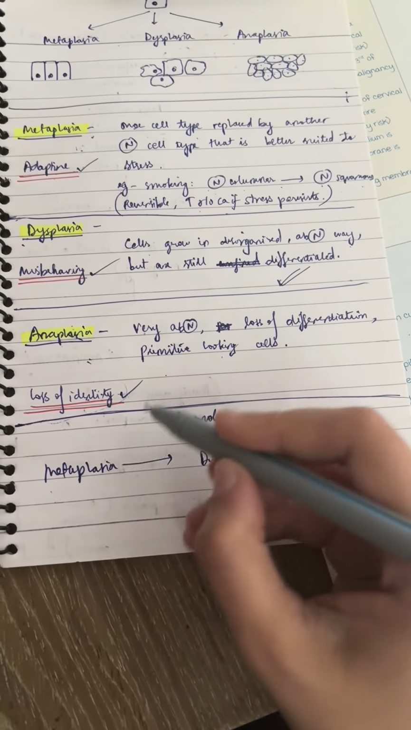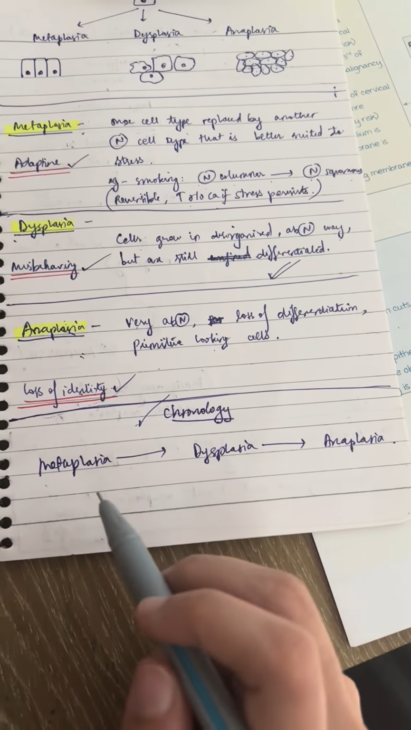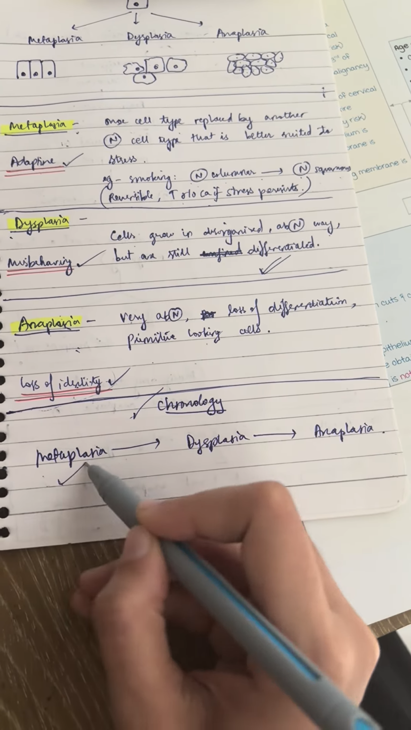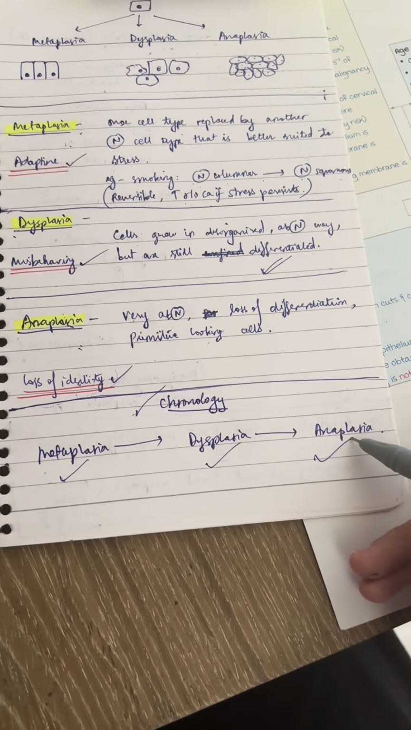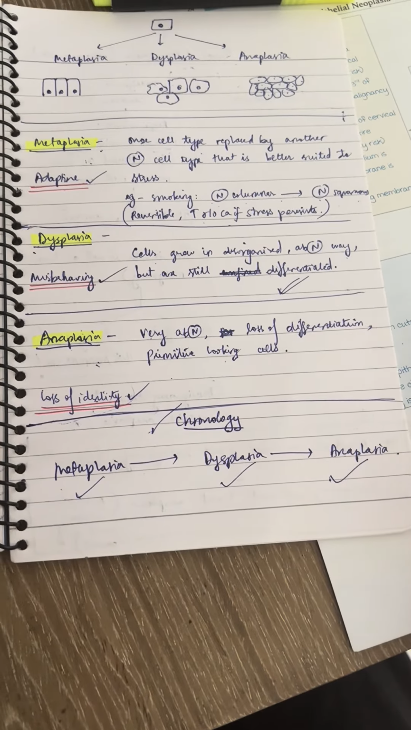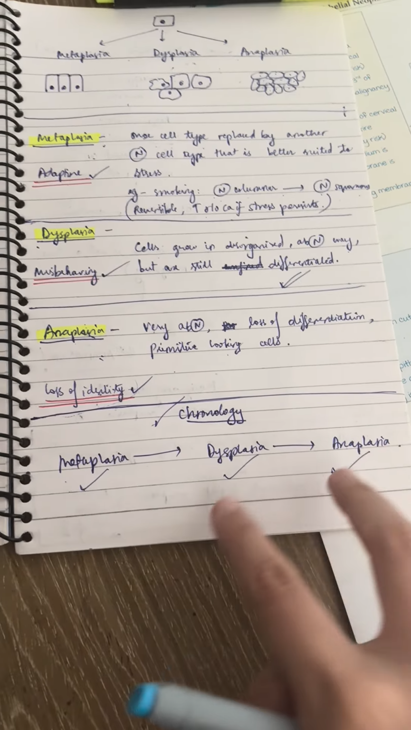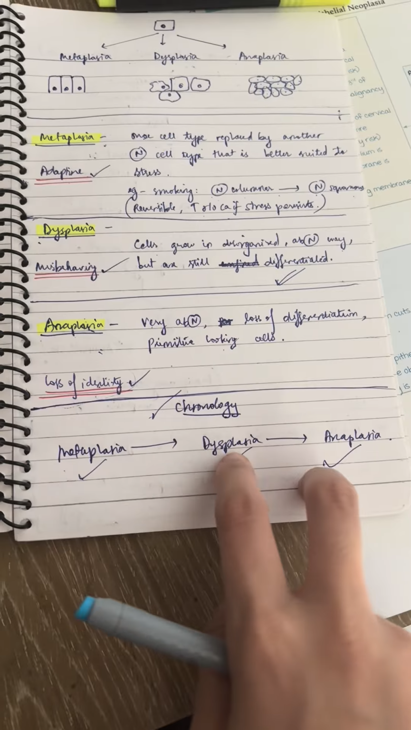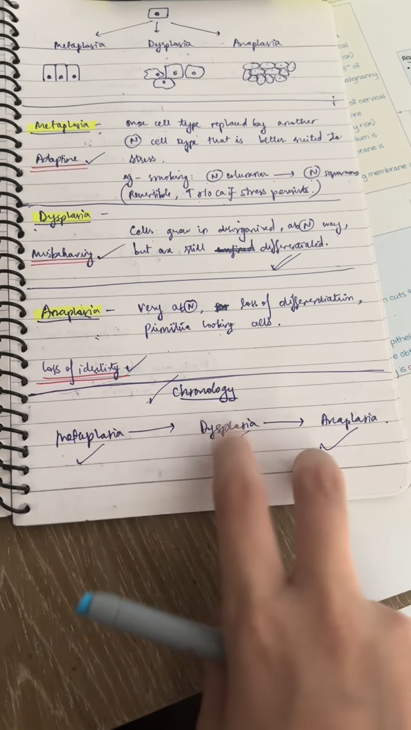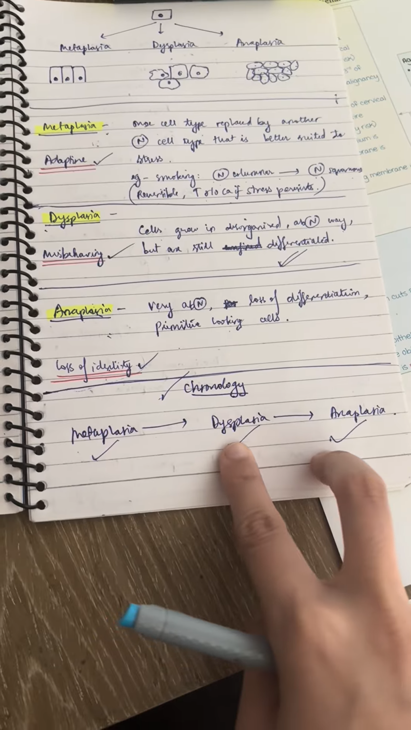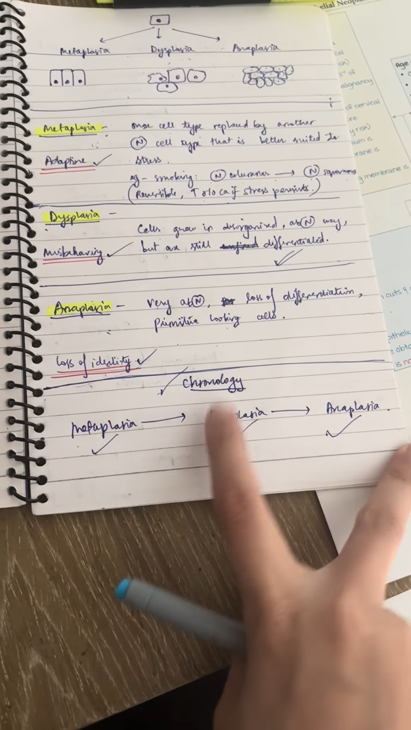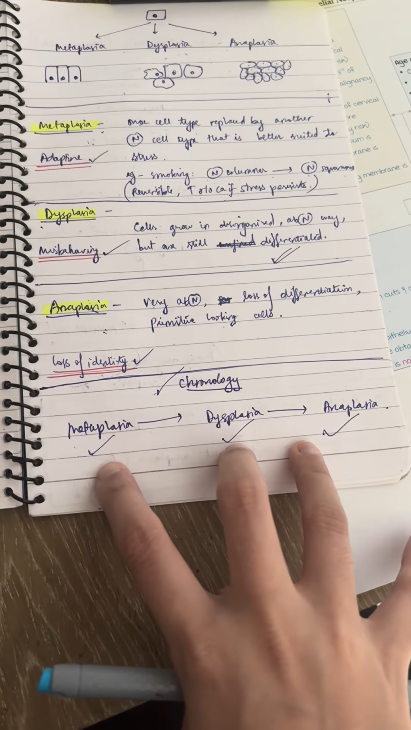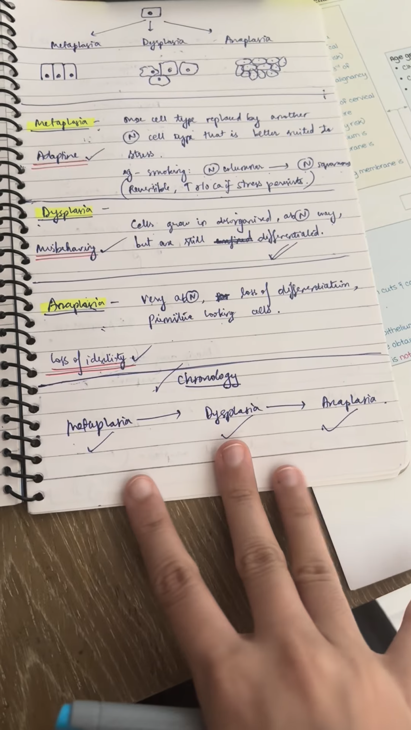One more point I would like to clear is about the chronology. I used to think that this is the direction in which cancers go: first metaplasia happens, then dysplasia happens, and then anaplasia happens. But this is not true for all cancers. Of course, some cancers do follow this path, but dysplasia can occur without metaplasia. For example, in carcinoma in situ in the cervix, there is no metaplasia, but there is dysplasia. And even anaplasia may occur without dysplasia or without metaplasia. So this is not a fixed route that all carcinomas follow, but some do.